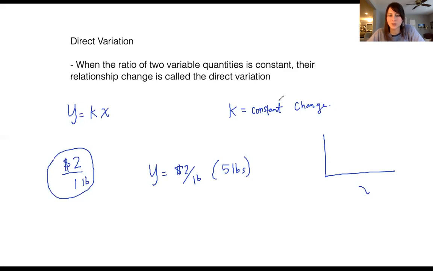And maybe I'm losing you here, but we'll do a few examples. X is your pounds, the Y is your dollars. And so if we wanted to find how much, we would have to use that constant change, the direct variation, to calculate how much we would have to pay if we bought 5 pounds. So this is kind of like the constant rate in some way, okay?